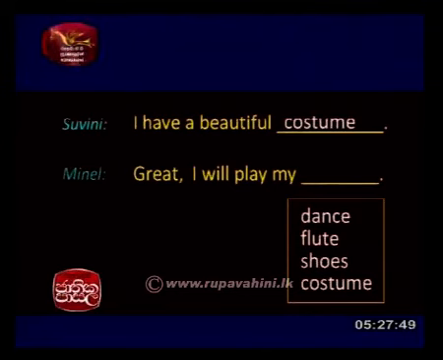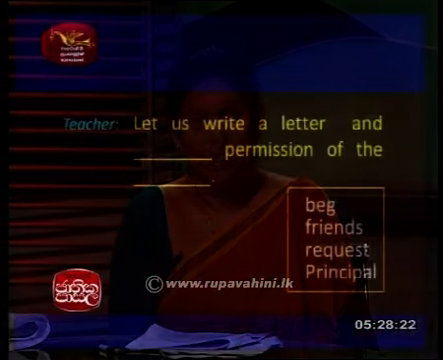Great. I will play my flute. Right. There is shoes also. I have a beautiful, can't you use shoes there? No, because then you know it's a costume. If you are saying shoes, you have to say a pair of shoes, but here it's not mentioned. And there is dance also. Great, I will play my, you can't say dance. You know that you have to play a musical instrument.